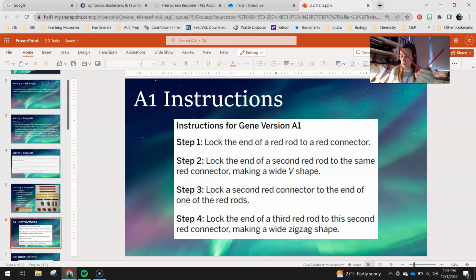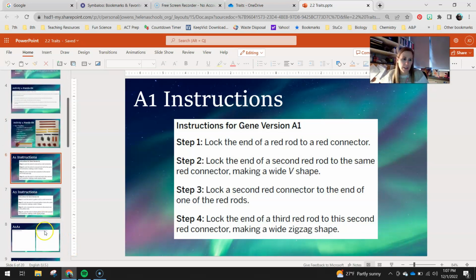Okay. Step 3 says lock a second red connector to the end of one of the red rods. So I'm going to go ahead and lock this on there. Okay. And then finally, step 4, lock the end of a third red rod to the second red connector so it makes a wide zigzag shape. So here's my zigzag just like this, okay? A little zigzag for you, almost looks like a slightly incomplete W.